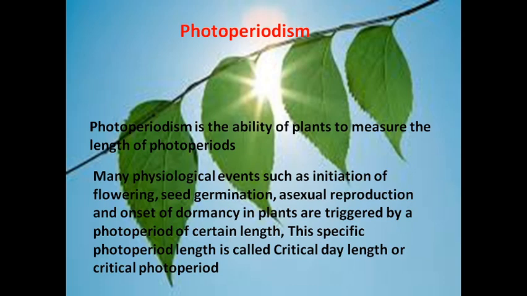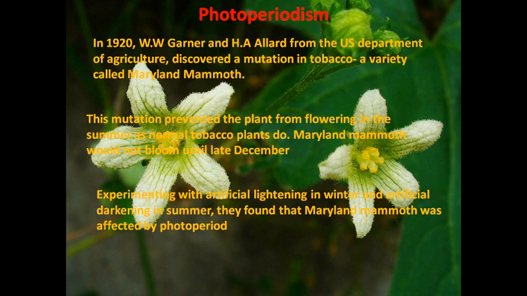The duration of light which a plant requires for many physiological events such as flowering is called the critical day length or critical photoperiod. Every plant has its specific photoperiod. Some plants may require light for 12 hours, some for 10 hours, some for 8 hours to bring about flowering, and this photoperiod is called the critical day length or critical photoperiod.